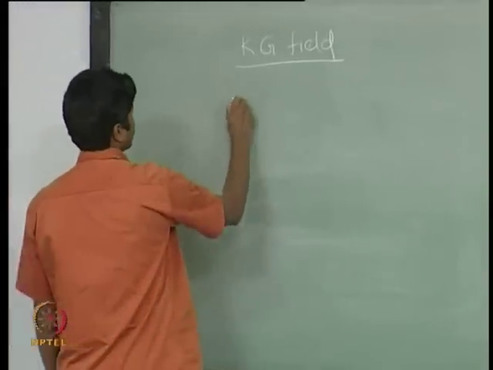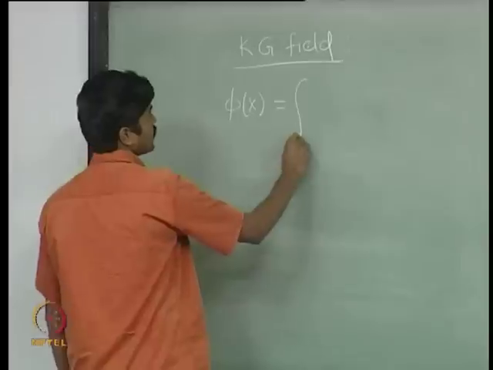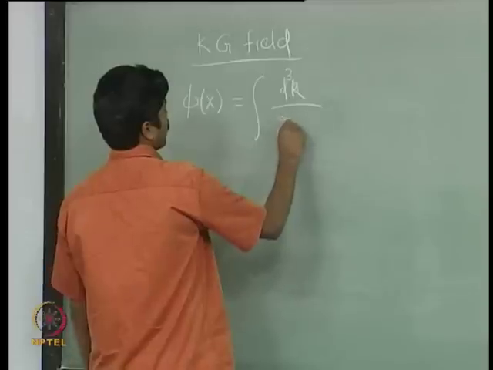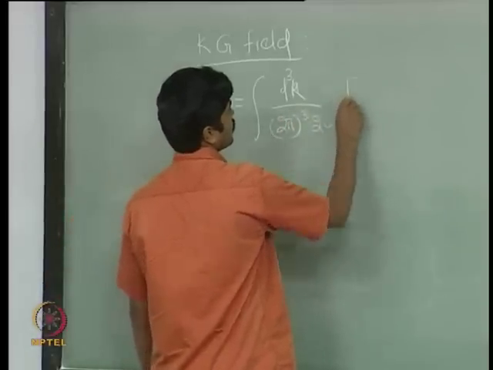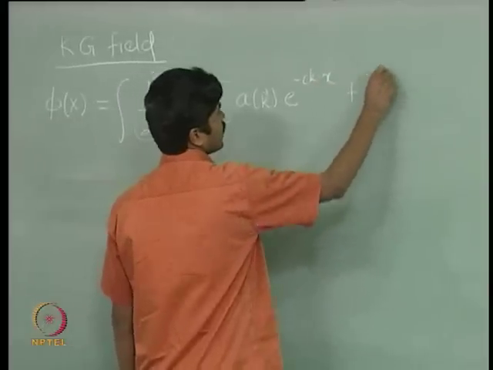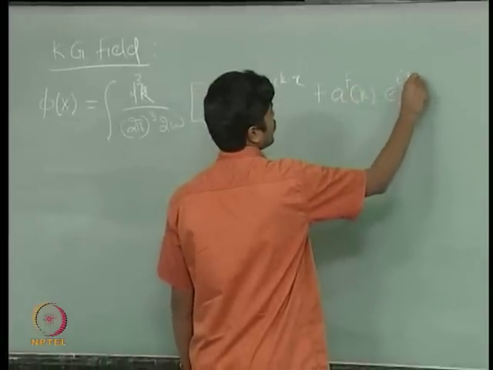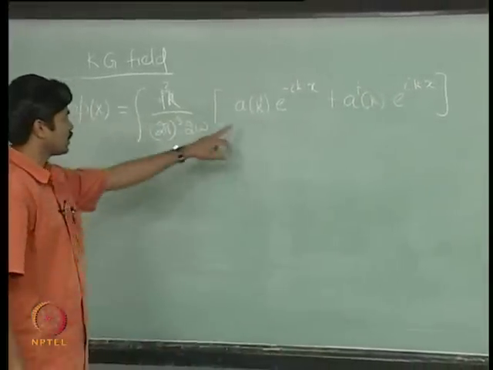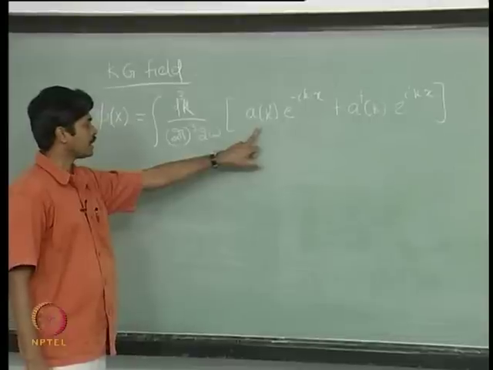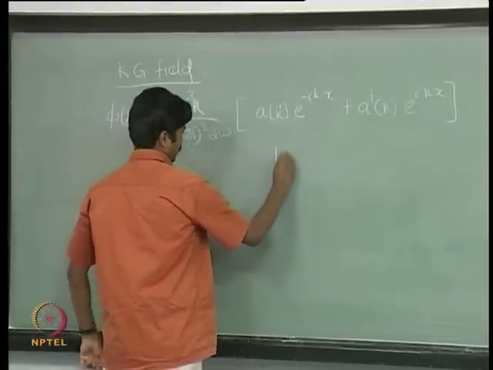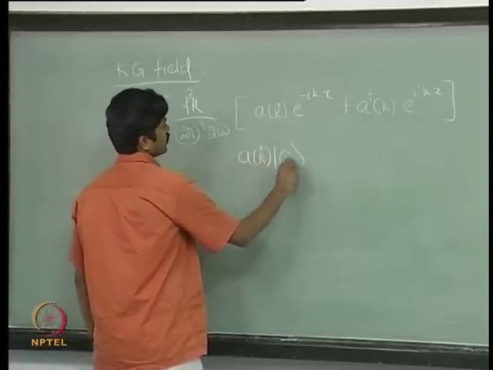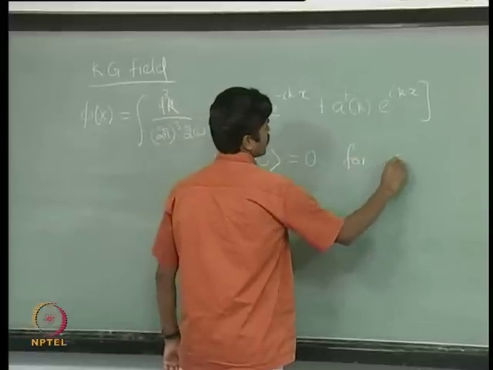We have seen that the field operator phi of x is given by the form d cube k over (2 pi)^3 2 omega, a_k e^(-i k·x) plus a dagger_k e^(i k·x). And in the last lecture we have seen that these a_k's and a dagger_k's are respectively the annihilation and creation operators. We have also defined the vacuum, which is annihilated by all the a_k's: a_k |0> equals 0 for all k.